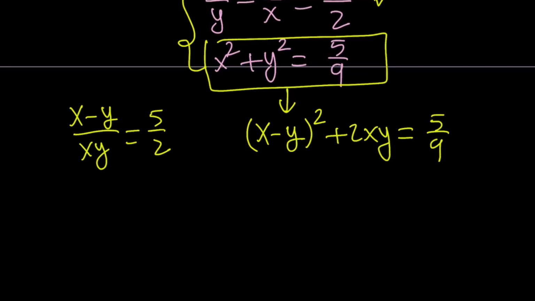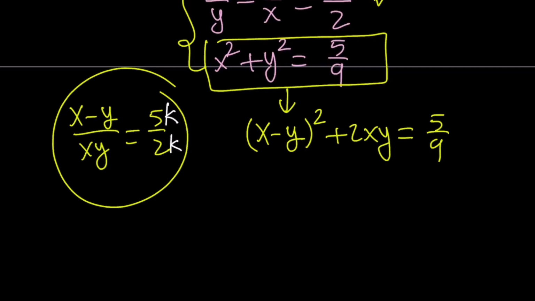Now notice that I have two variables, x minus y and xy. Those are going to be my new variables. If you want, you can call them something, but here's what I'm going to do. Since we have this ratio here, (x minus y) over xy is equal to 5/2, I'm going to call this 5k, and I'm going to call this 2k, because 5k divided by 2k, as long as k does not equal 0, is always 5/2. Make sense?